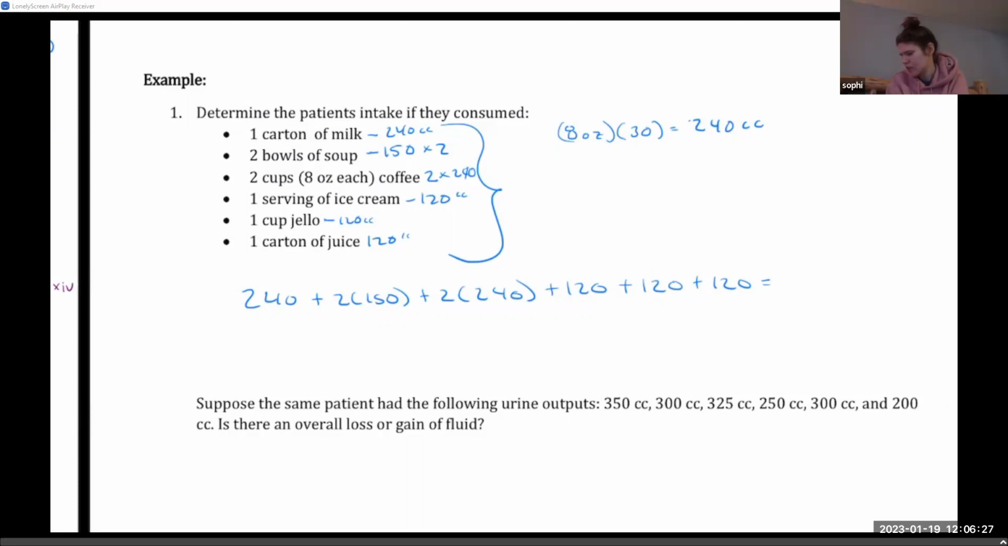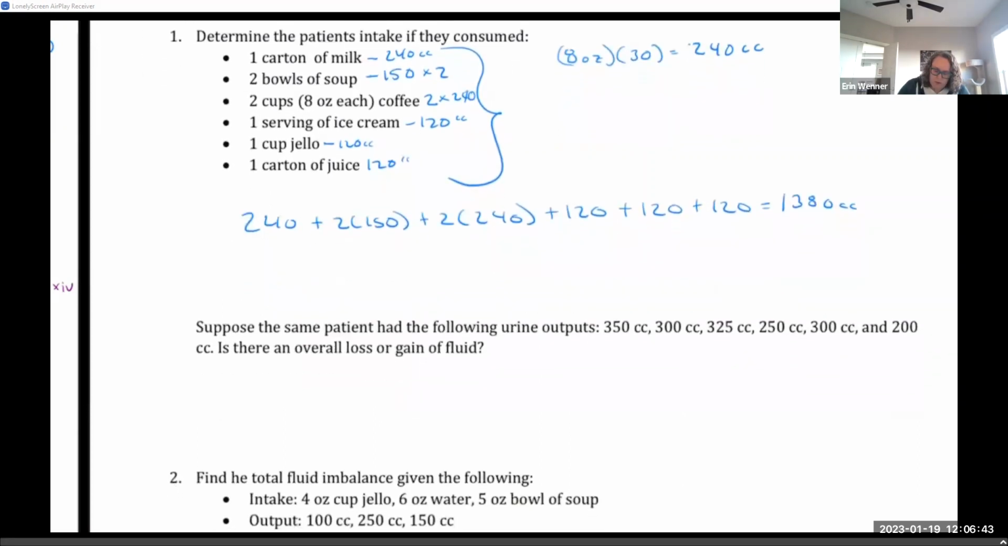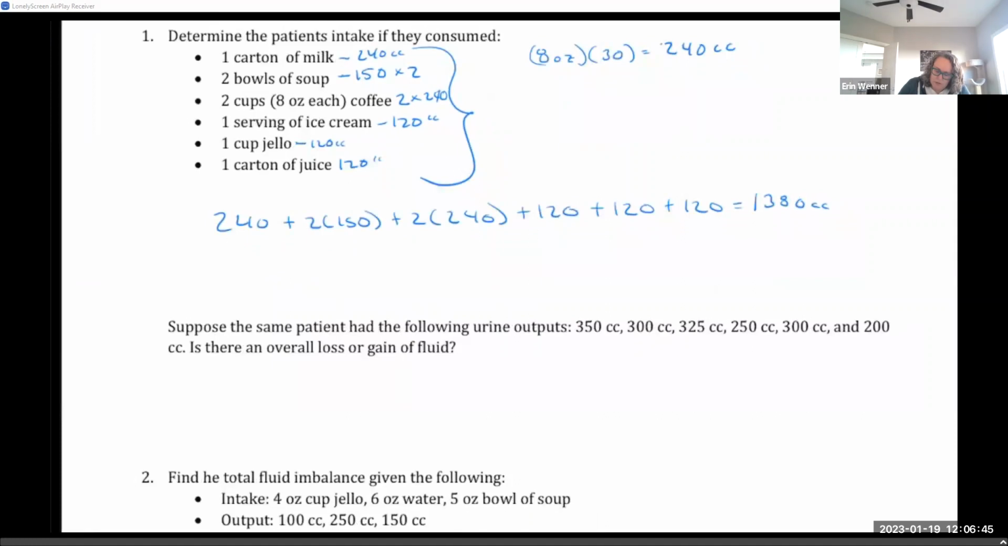1,380 cc's. Is that something that we all got? Yep. Okay. 1,380 cc's. Great. So suppose the patient had the following urine outputs: 350, 300, 325, 250, 300, and 200. Is there an overall loss or gain of fluid?